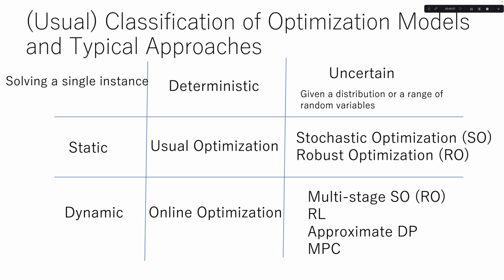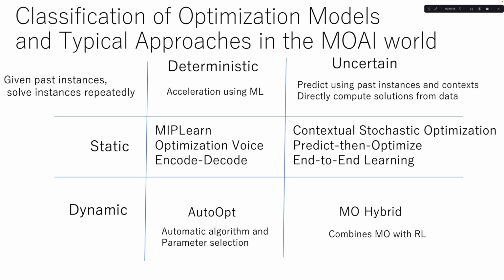When dynamic and uncertain, candidates for methods include multi-stage stochastic optimization, reinforcement learning, approximate dynamic optimization, and model predictive control. On the other hand, in the MOAI world, it is assumed that there is data on past problem instances, and that optimization is performed repeatedly. In deterministic and static cases, optimization can be accelerated based on learning from past data.